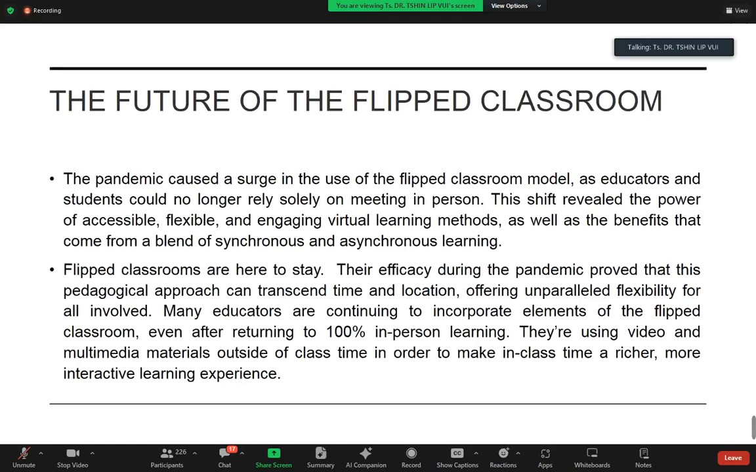Flipped classrooms are here to stay. Their efficacy during the pandemic proved that this pedagogical approach can transcend time and location, offering unparalleled flexibility for all. Many educators are continuing to incorporate elements of the flipped classroom even after returning to 100% in-person learning. They are using video and multimedia materials outside of class time in order to make in-class time a richer, more intuitive learning experience.